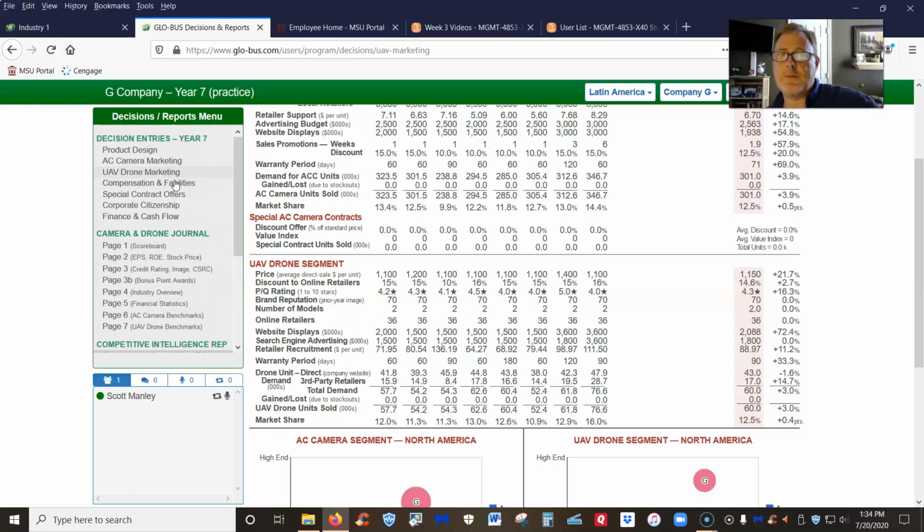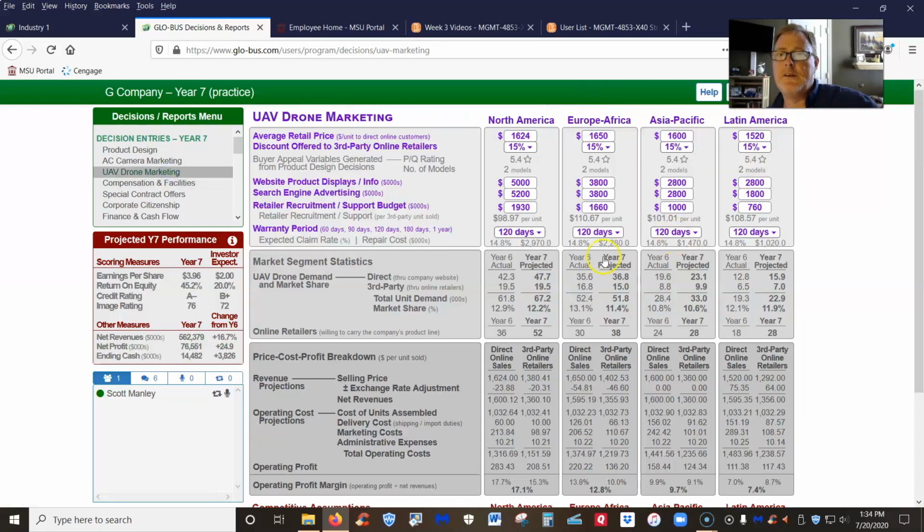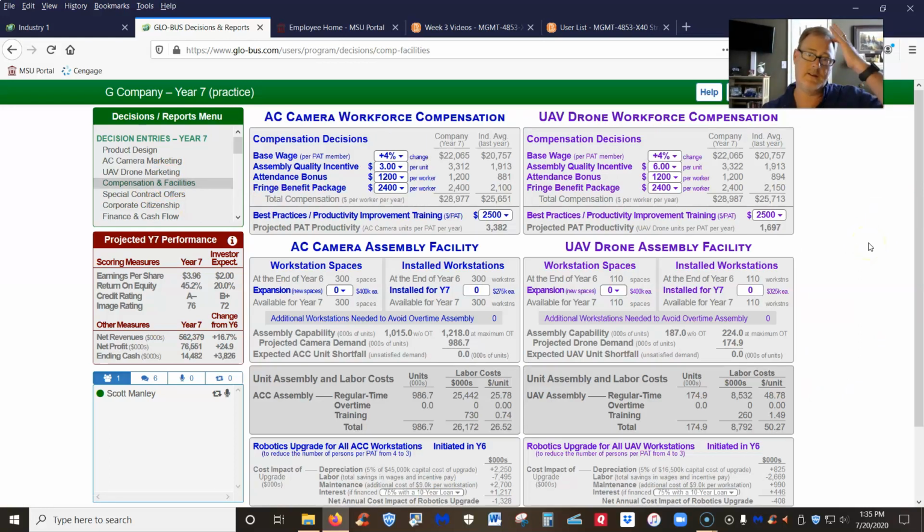Okay, so I tweaked my prices just a little bit going forward. I want to be above average on price. If you see these exchange rate differences, the reason for that is if you look at the net revenues, I'm keeping those net revenues pretty close to the same amount in all four of my markets. All right. Look at compensation and facilities.